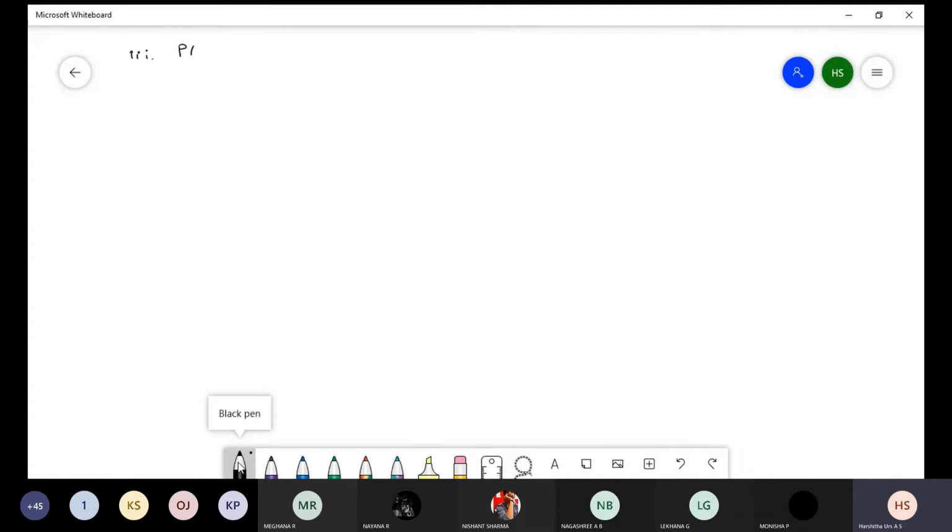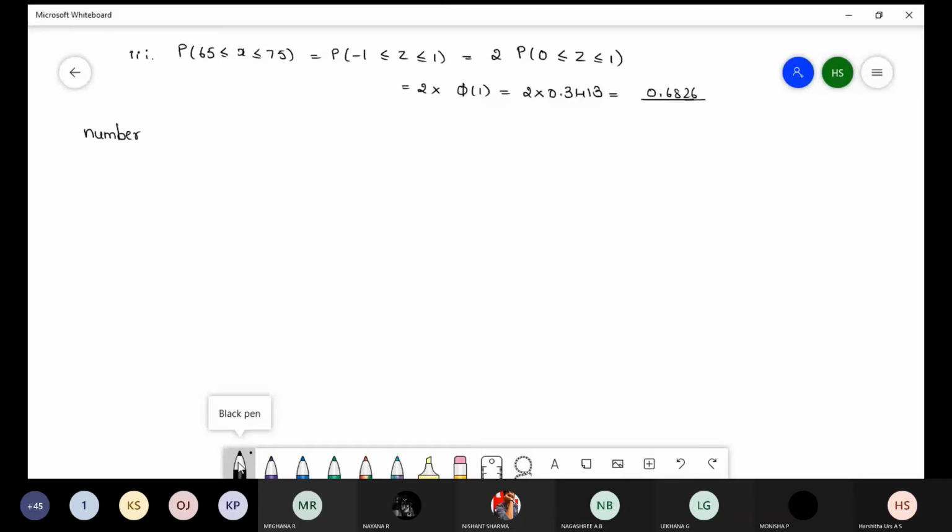So here P of 65 less than or equal to X less than or equal to 75, that we can write P of minus 1 less than or equal to Z less than or equal to 1. So according to the property we can write 2 into P of 0 less than or equal to Z less than or equal to 1. So 2 into phi of 1. We know the value of phi of 1 is 0.3413, so 0.6826.